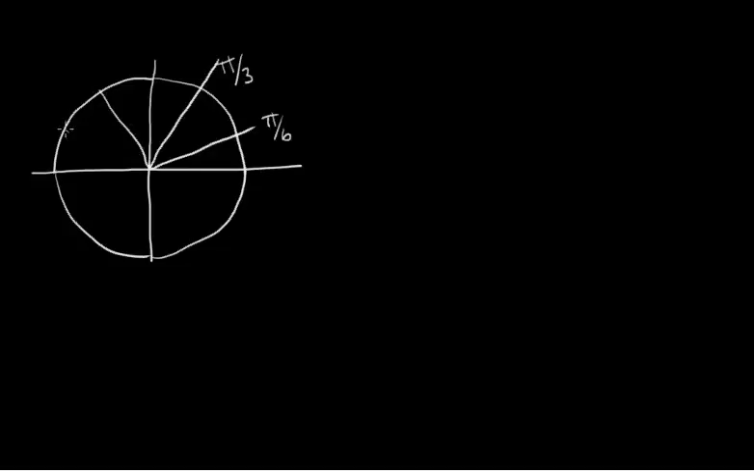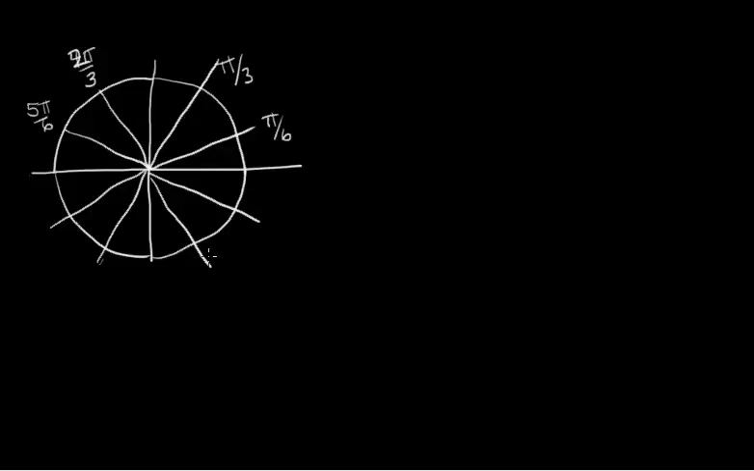4 pi over 6, oh, I should put 2 pi over 3, simplify it. 5 pi over 6. 6 pi over 6 is pi. And then we have 7 pi over 6, 8 pi over 6, 9 pi over 6, 3 pi over 2, and we have these. So dividing the 90-degree angles into thirds gives us 30-degree angles, or pi over 6, and pi over 3 is 60 degrees.